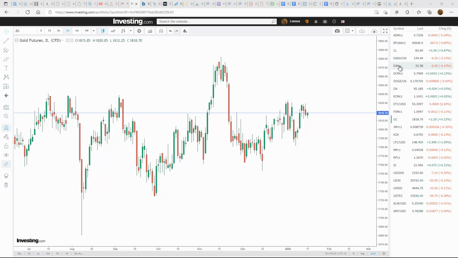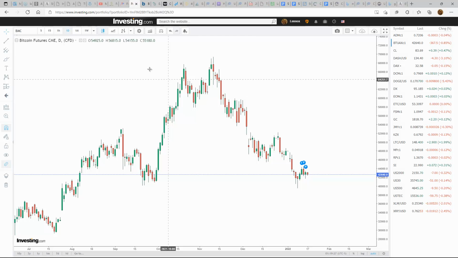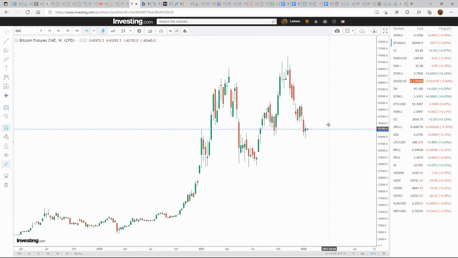Okay, let's take a look at Bitcoin. Bitcoin weekly. Okay, we've had quite the move down. As I said last week, I was expecting Bitcoin to come down into the high 30s, and it did. It came down to about 39. I think it's around 39 some odd.